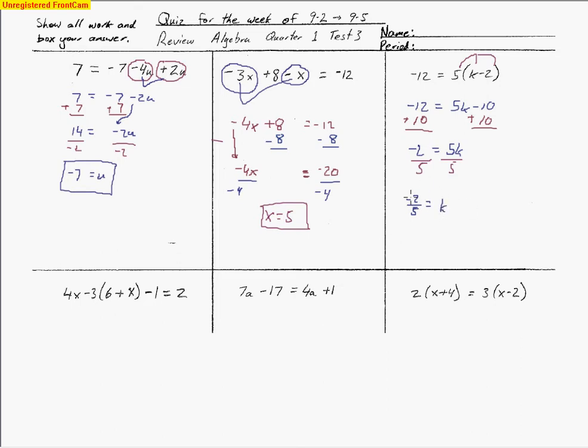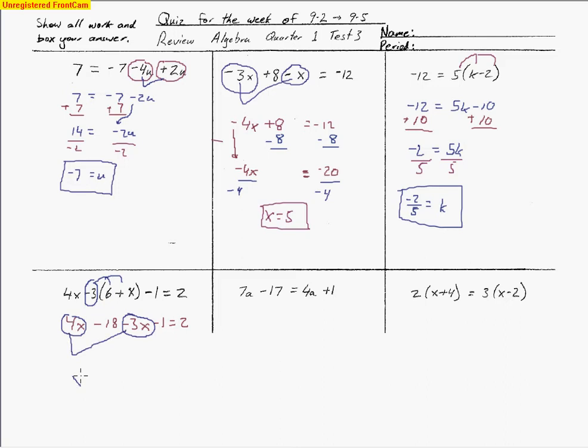Well, the next problem is a little bit more difficult because we have to take that -3 and distribute it over that addition. So when I do that, I'm left with a 4x minus 18 minus 3x minus 1 equals 2. So I can collect some like terms. I've got a -3x, positive 4x. That means I subtract those two numbers.